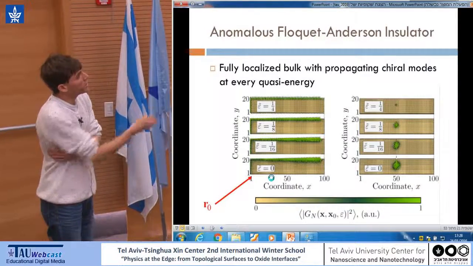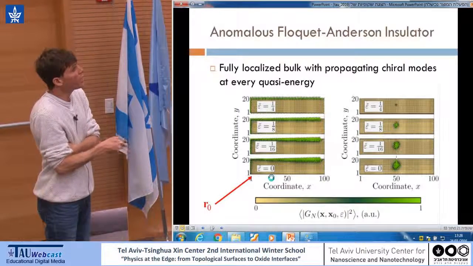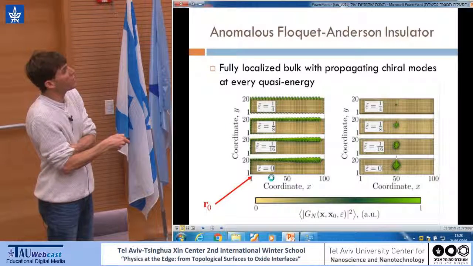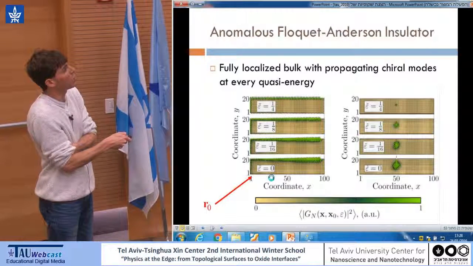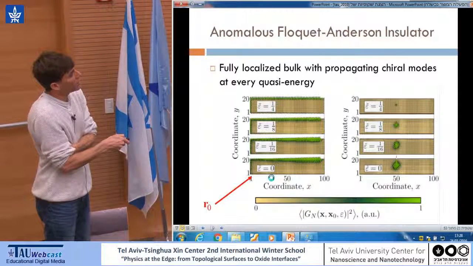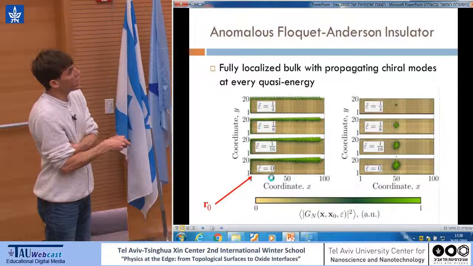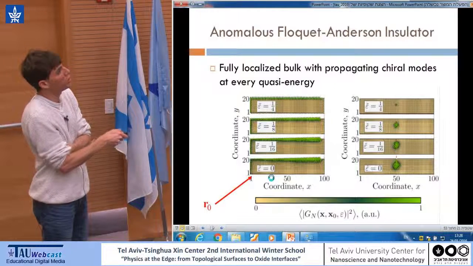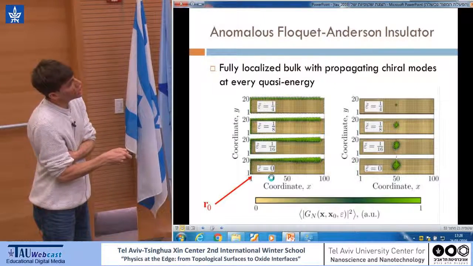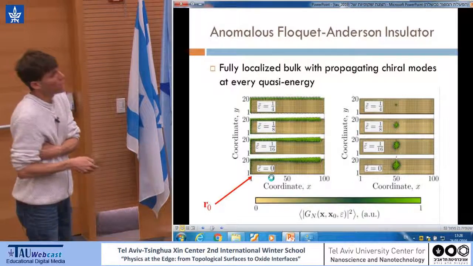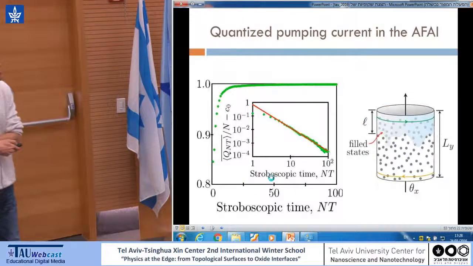And you could see this in a numerical simulation here. We looked at different quasi-energies, and we looked at the Green's function for particles starting, say, in the corner here. What you see is that a particle starting in the corner would always propagate along the edge, no matter at which quasi-energy you look. While if you initialize the particle in the bulk, it will always remain localized where you initialized it.